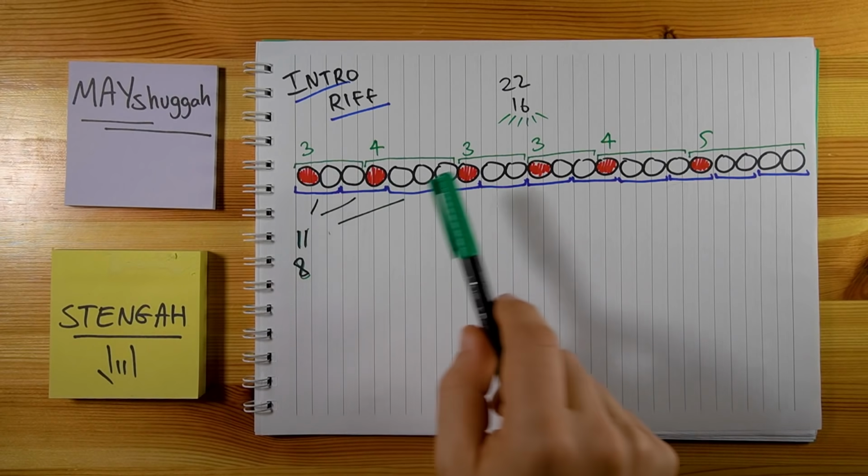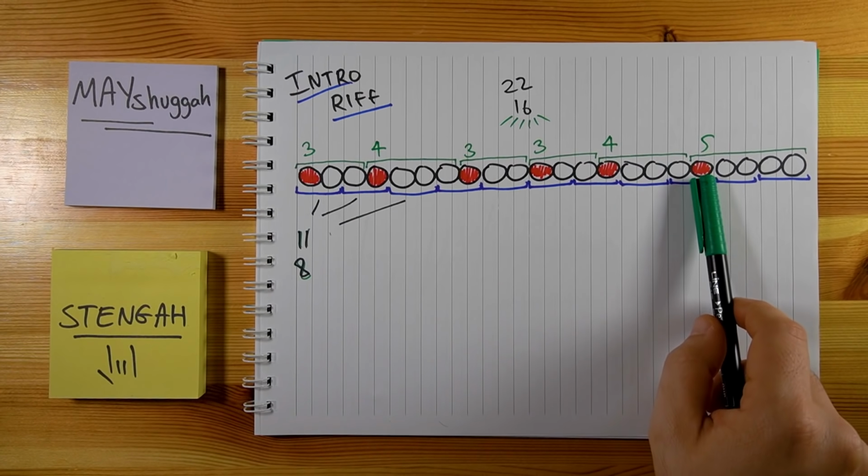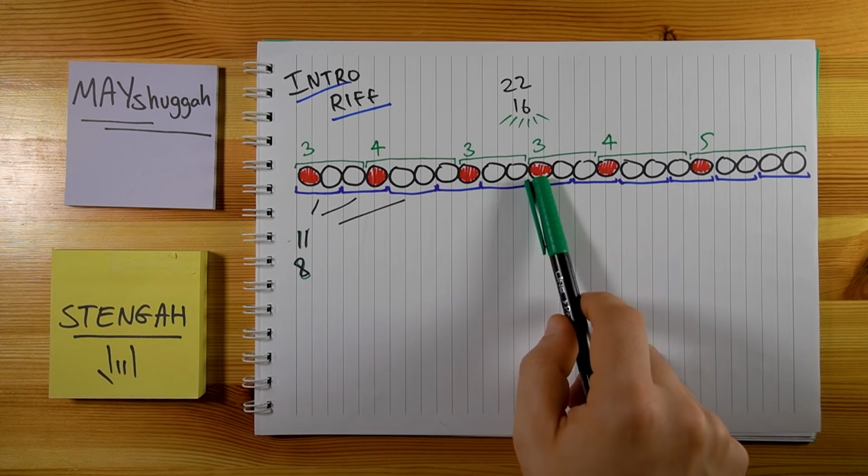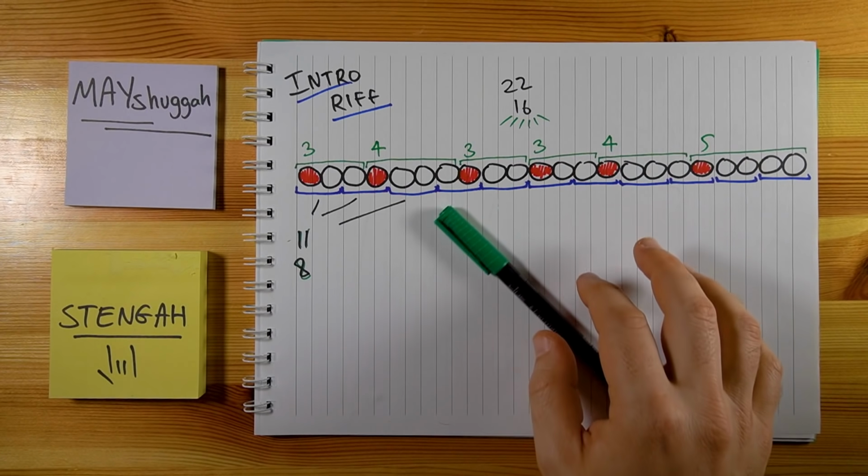1 2 3, 1 2 3 4, 1 2 3, 1 2 3, 1 2 3 4, 1 2 3 4 5, 1 2 3, 1 2 3 4, 1 2 3, 1 2 3, 1 2 3 4, 1 2 3 4 5, 1.